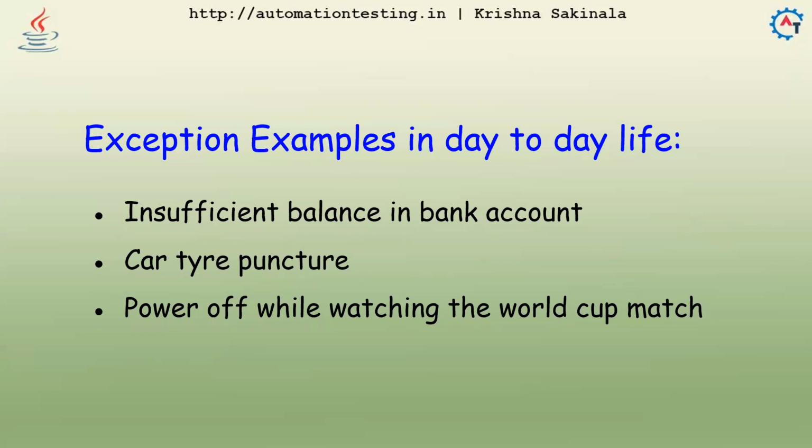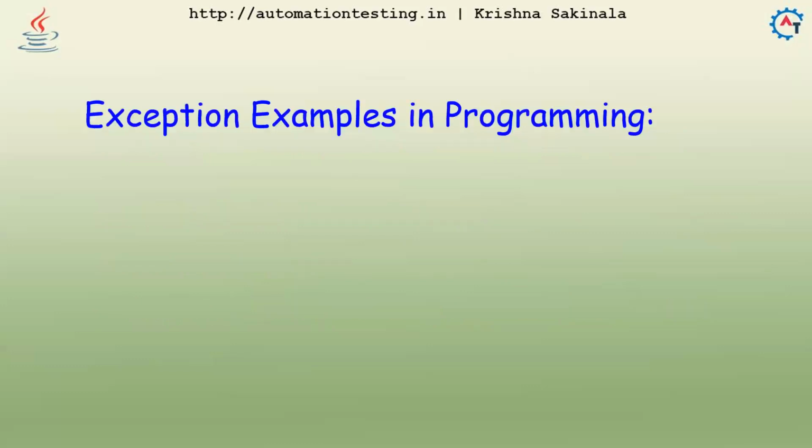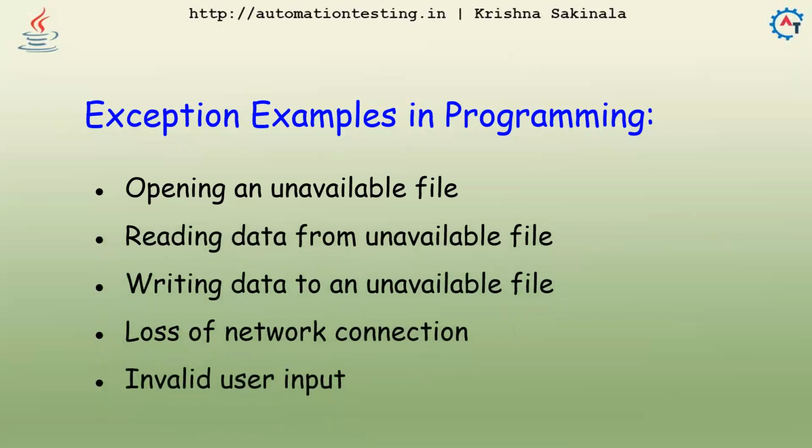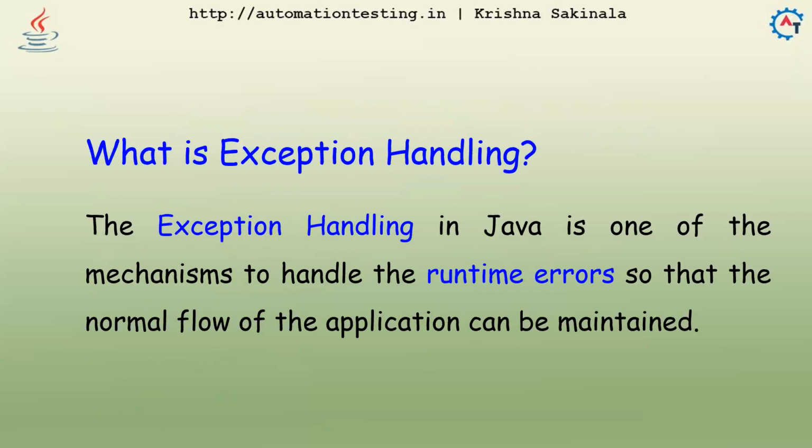In the same way, in programming also, you can handle this type of exception. Opening an unavailable file: you are trying to read one file, and if that file is not available, read from here instead. Something like that you can manage. Loss of network: you can manage with some backup. Invalid user input: if you are not getting proper input, then instead use this predefined input. This is how you can handle your exceptions.